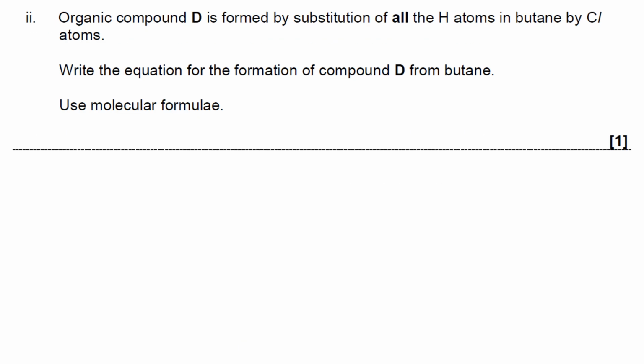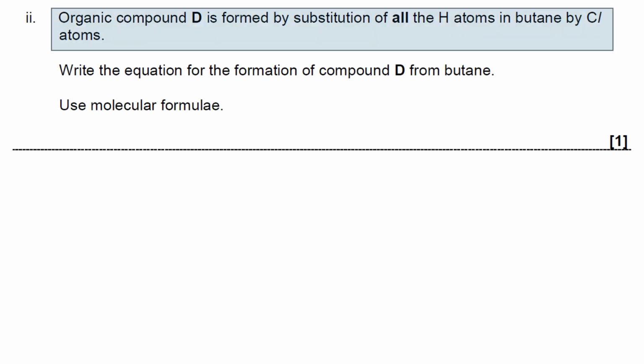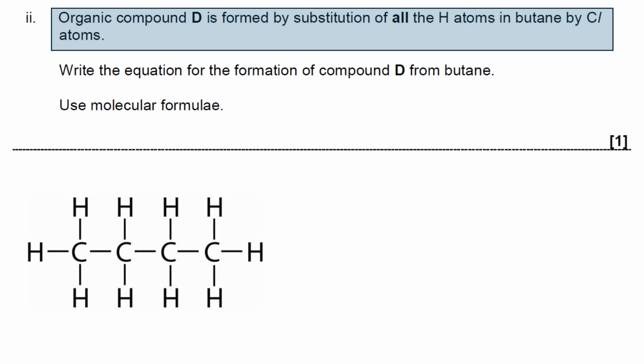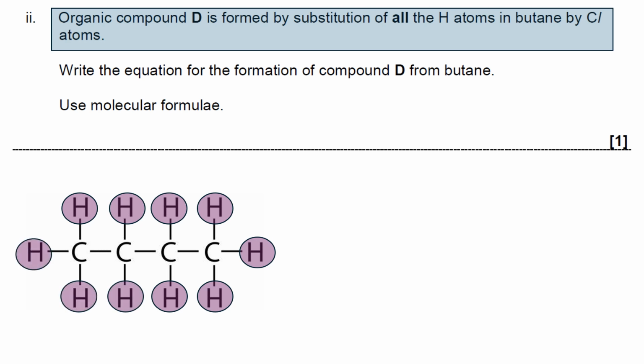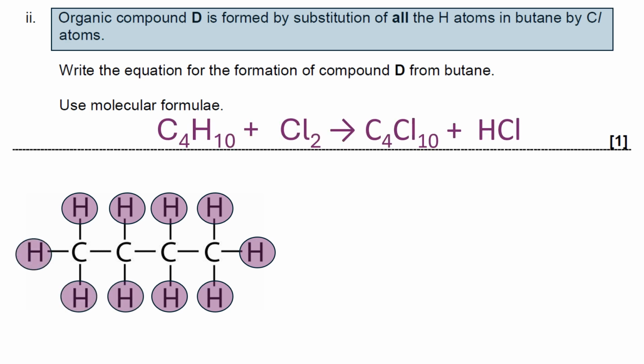Then it says organic compound D is formed by the substitution of all the hydrogen atoms in butane by chlorine atoms. So taking the butane molecule, what we need to imagine is that all these hydrogens are being replaced by chlorine. So we can construct something like this.